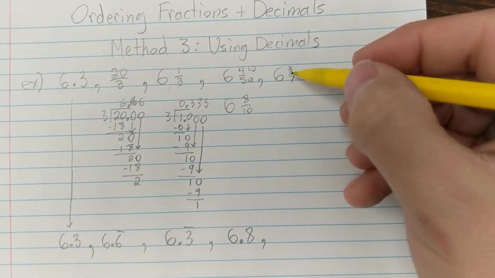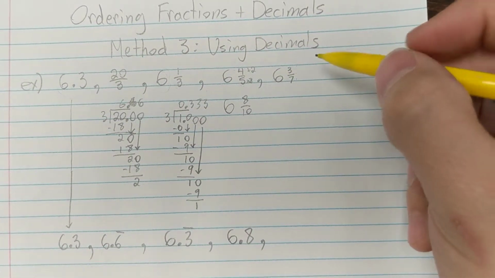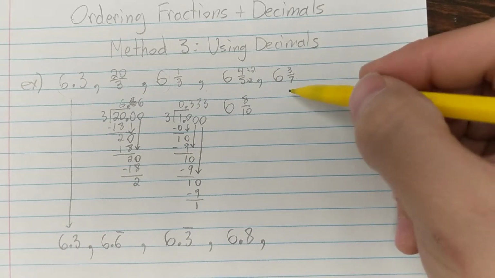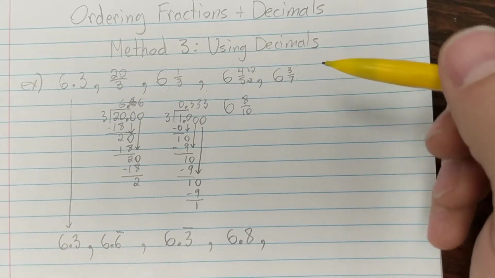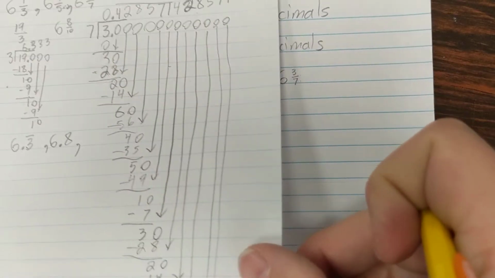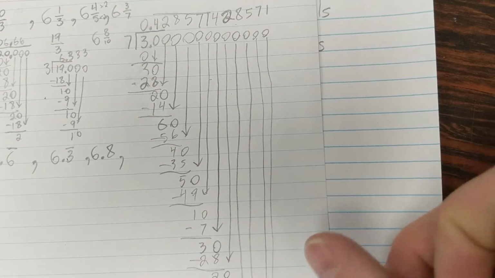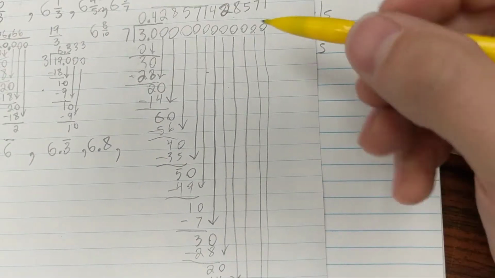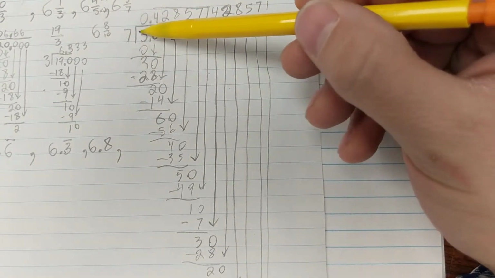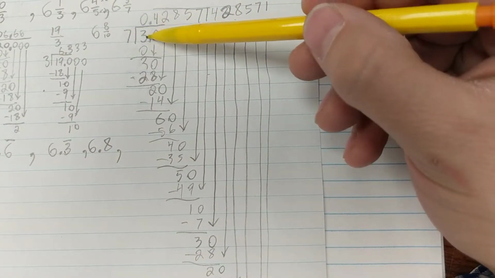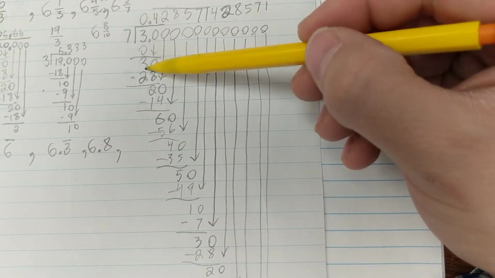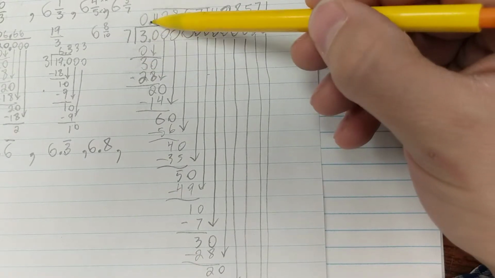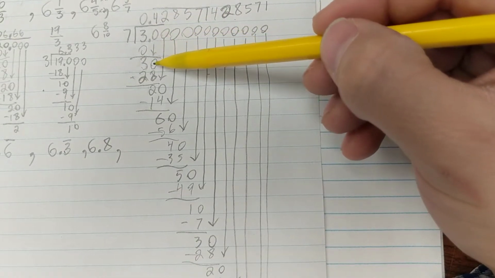Finally, this last one involves doing long division, which can take a while. I'm going to show you that piece of paper that I did this long division on. It's a pretty long problem. You'll notice that I did 7 goes into 3 0 times, brought it down. This is a 3. Added my decimals in, brought a 0 down.